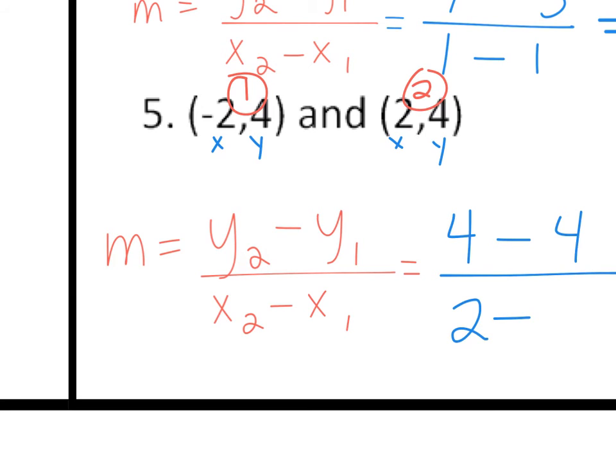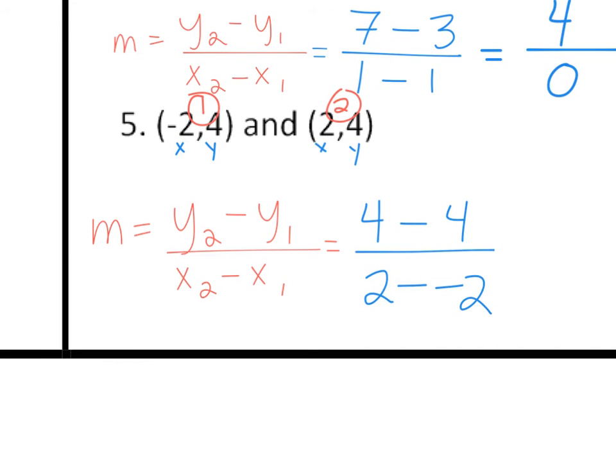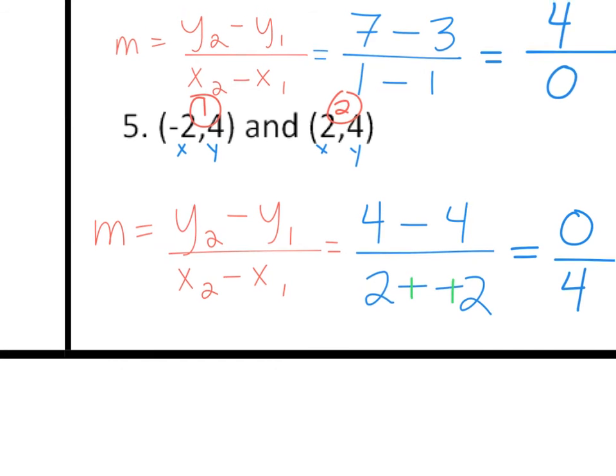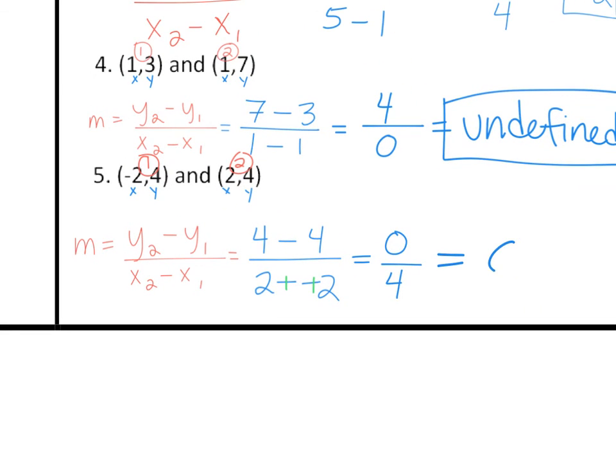Minus negative 2. Okay, now you've got on the bottom, subtracting a negative is the same thing as adding. So you've got 4 minus 4 on the top, you get 0. And on the bottom, you got? 4. 2 minus negative 2, you're taking away the negative, which is the same thing as adding. So it's 0 over 4, which is 0.